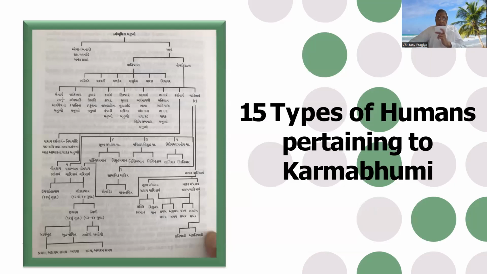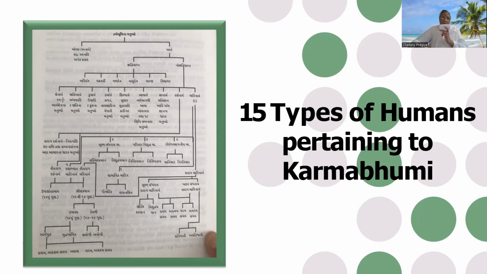Now, the 15 types of humans pertaining to karma bhumi. I have said that human beings live in 15 types of karma bhumis, 30 types of akarma bhumis, and 56 types of antardvip, which means inter islands. Here it is said what those karma bhumis are, and what types of human beings are found there. I'm not going into all these details. If somebody is interested, they can ask me. Otherwise, those who are familiar with the Gujarati language can read the original text and get all these details.